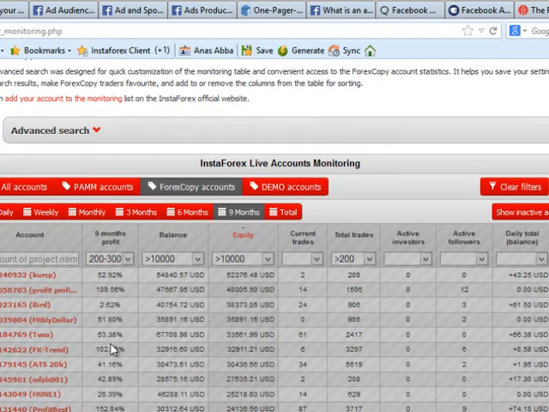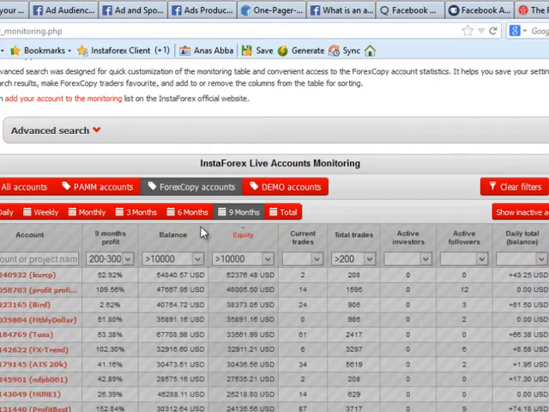Now, the thing I want you to pay attention to is that you do not want to just select traders based on their profits, just selecting traders with high profits and just going for it. No, what you want to do is pay attention to the risk profile.